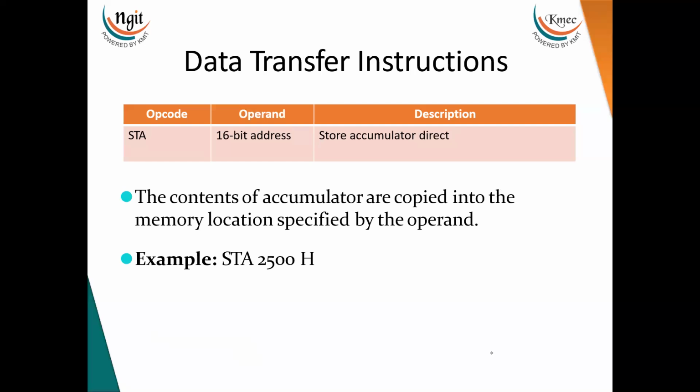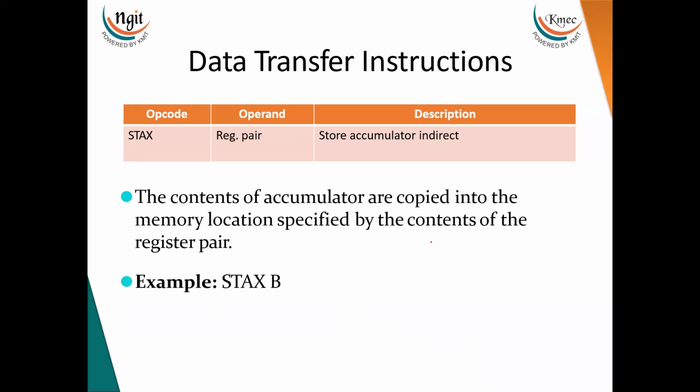Now STA, store accumulator, means what? Accumulator content we are storing into this memory location. So if we want to store the accumulator value into the location 500, if the accumulator is holding 12H, and we want to move that value into the memory location, then we use this, and after that, 12H will be loaded into this location.